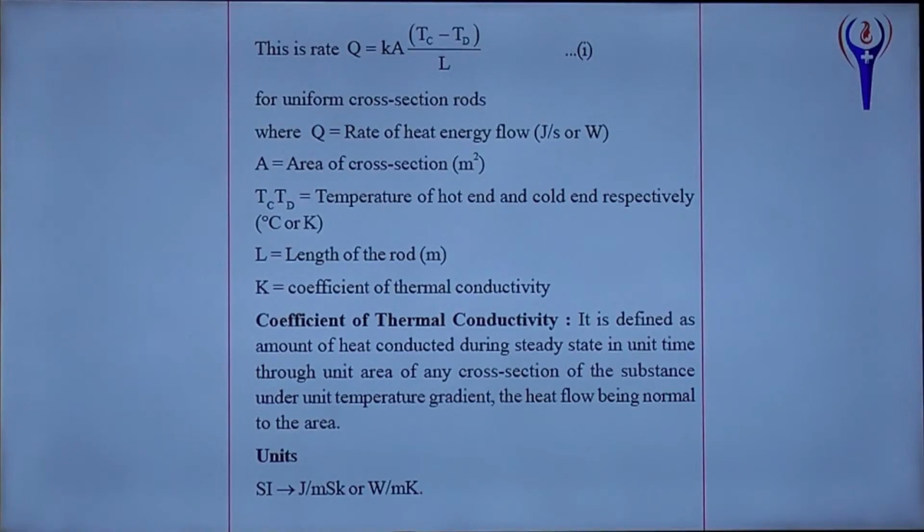K is the coefficient of thermal conductivity. Its definition: the amount of heat conducted during steady state in unit time through unit area of any cross section of the substance under unit temperature gradient. Its unit is watt per meter per kelvin, W m^-1 K^-1. This is the SI unit, not J by m. Only W m^-1 K^-1 is the SI unit of thermal conductivity.